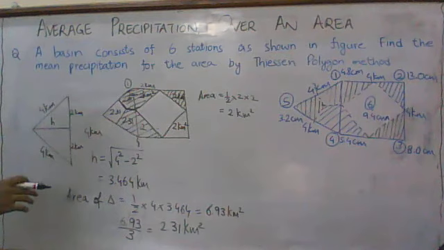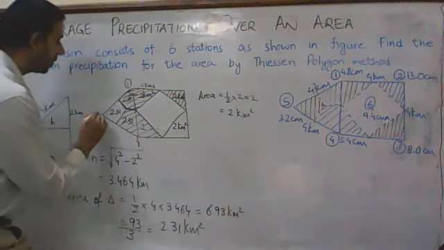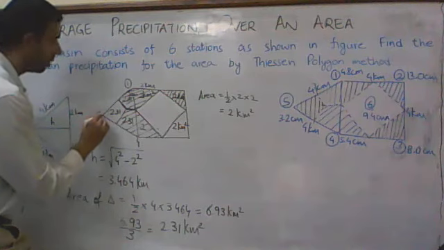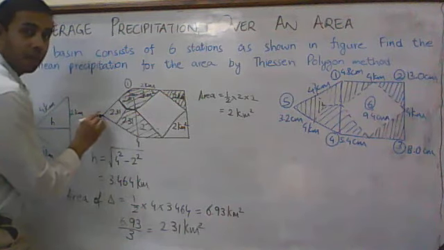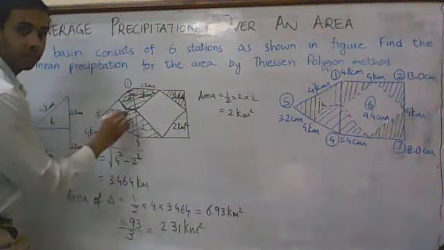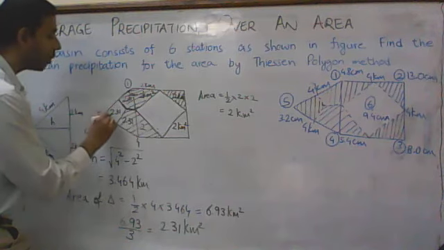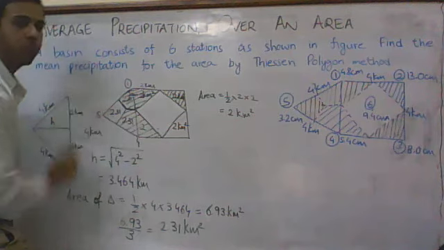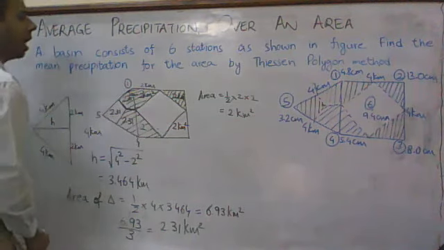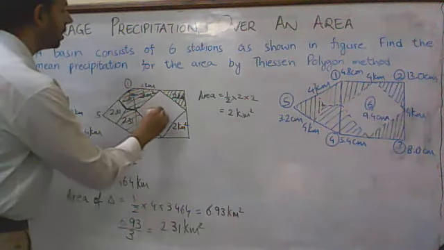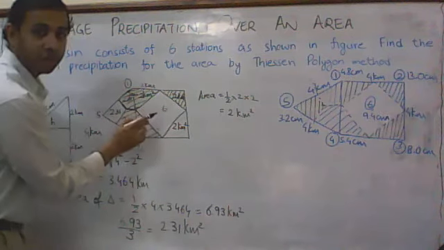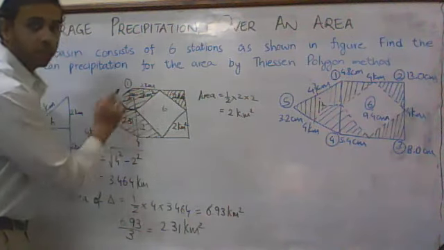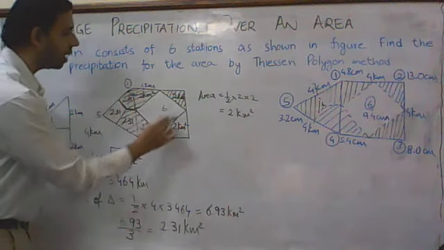That will come out to 4.31. For station 5, the influence area is this area, which is directly given as 2.31. And then finally for station 6, which is at the center of this square, the influence area is given by this.